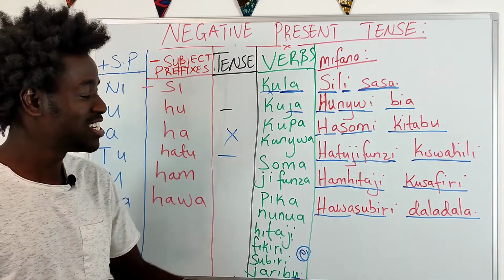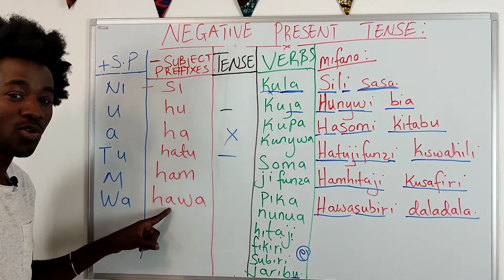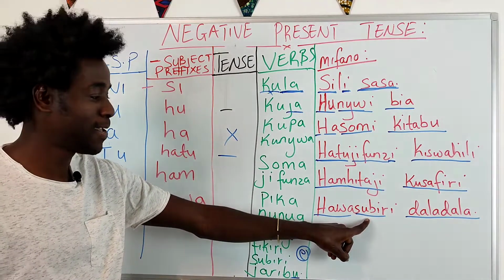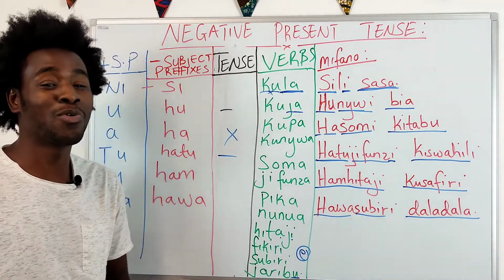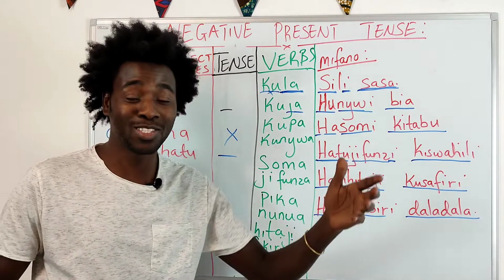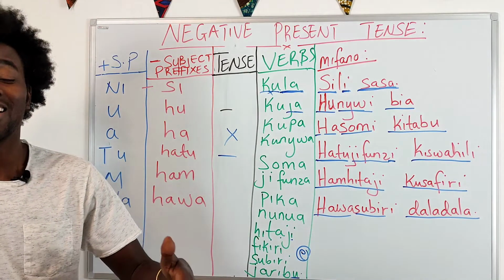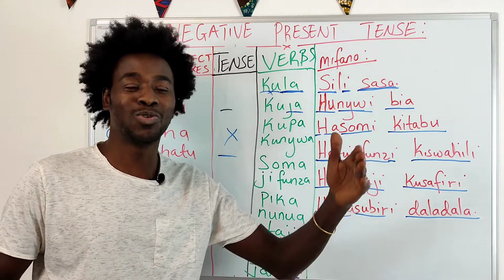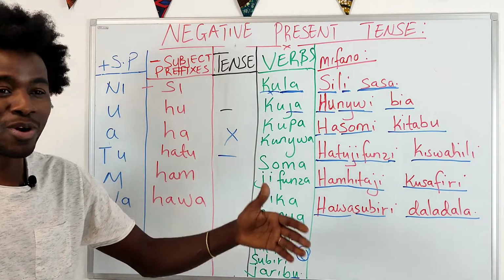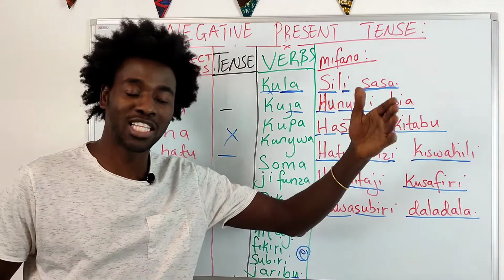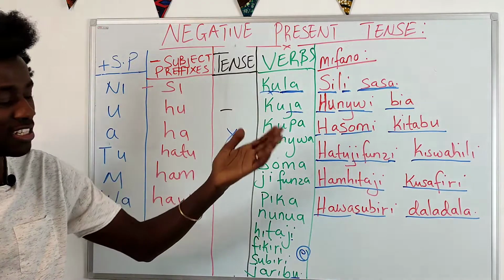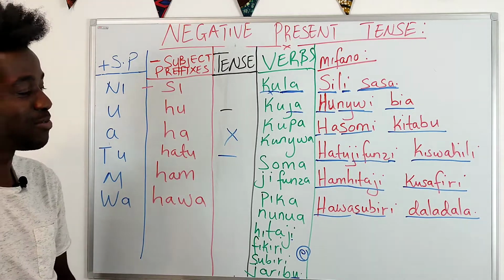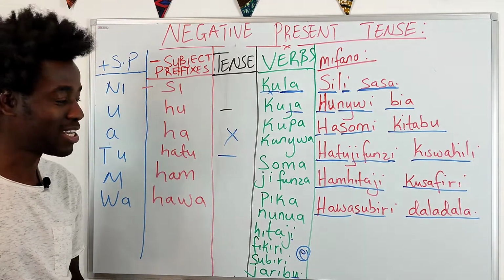And hawasubiri daladala. So hawa, negative subject prefix for they, and subiri, this is wait, and daladala, these are the small buses which operate from one place to another in Tanzania. If you've been in Arusha, there are these daladala which go from Tengeru to Arusha Mjini, or from Arusha town to Sakina, Shankarai, and all over Tanzania. So hawasubiri daladala, this means they are not waiting for the daladala or the small buses.